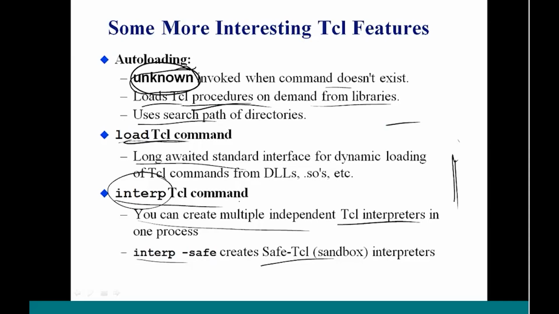The interp command is another command, with which you can create multiple independent Tcl interpreters in a single process. And then there are also options along with it. The -safe option creates a safe Tcl interpreter.